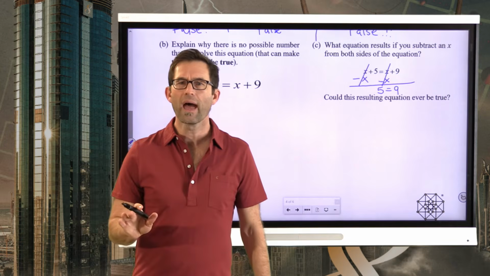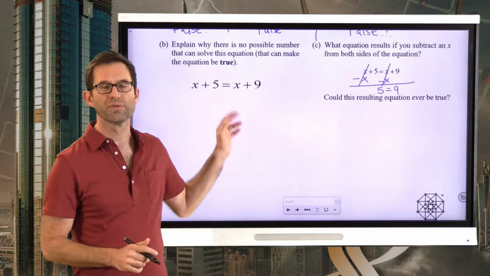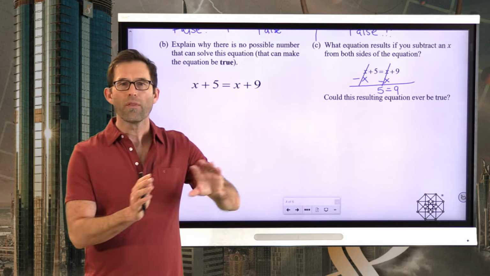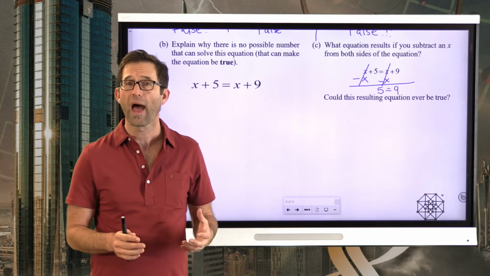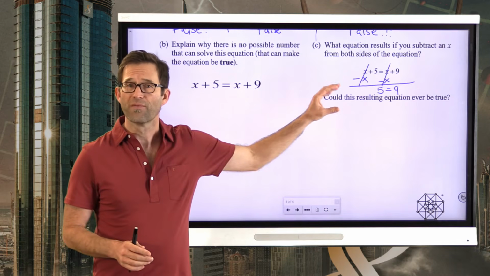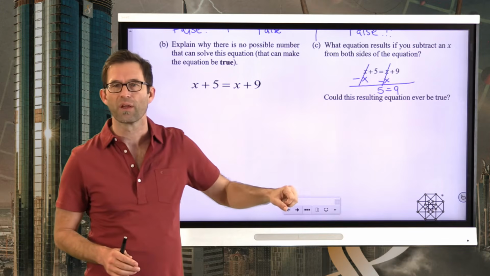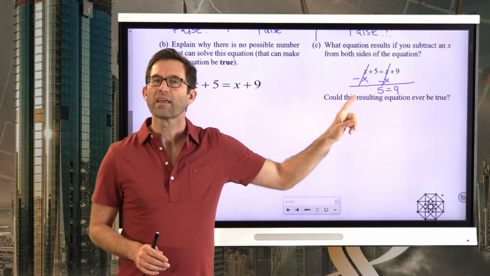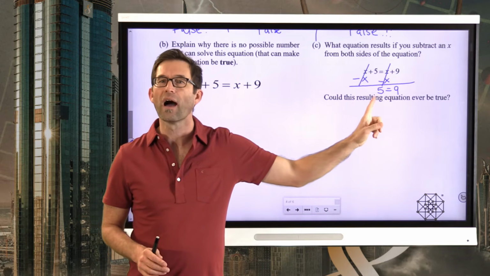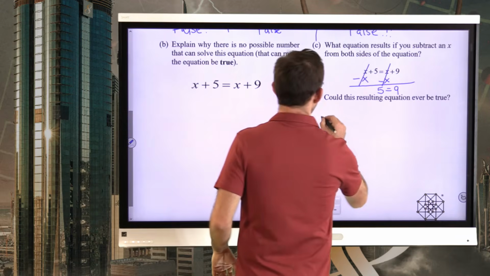Now, we've never had that happen before. In all our cases, when we've been solving an equation with variables on both sides, when I get all the variables over on one side by subtracting typically, or adding, then I'm left with some variable on one side. I'm left with 2x plus 1 is equal to 17 or something like this. In this case, when I subtracted an x from both sides, I got the ridiculous statement 5 is equal to 9. Could the resulting equation ever be true?